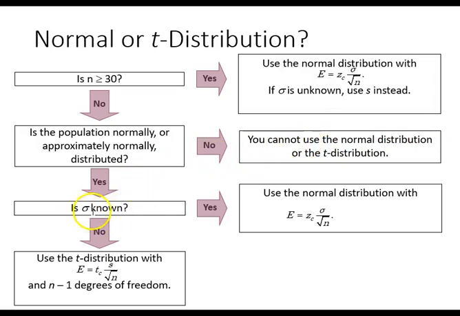If it is known, then we can use the normal distribution because that can be plugged right into the formula there. But if it's not known, we use the t-distribution and estimate the population standard deviation using the sample standard deviation adjusted for sample size with n-1 degrees of freedom.